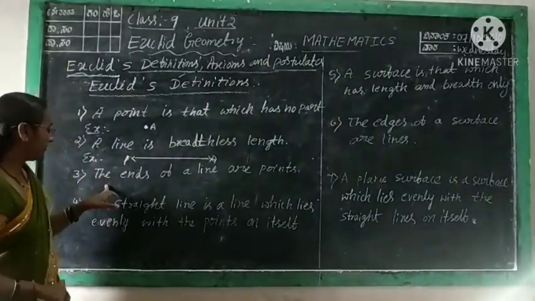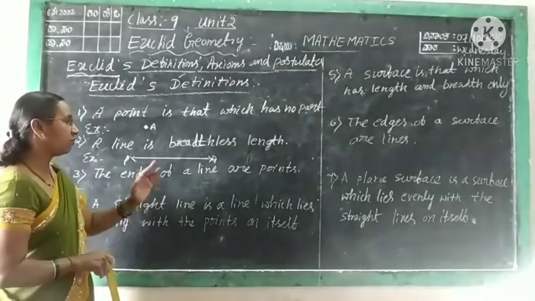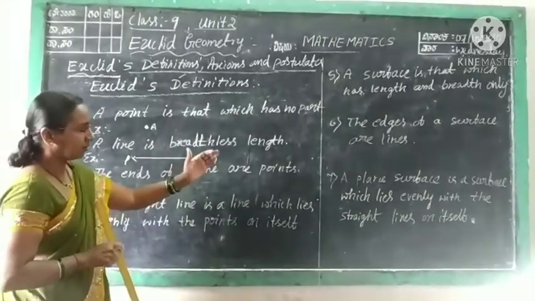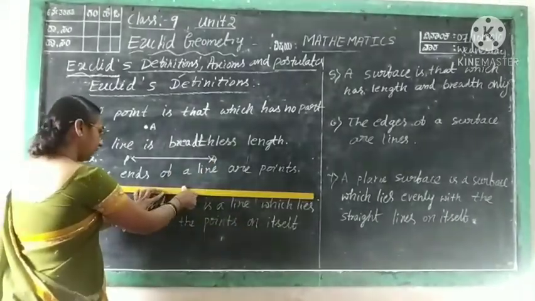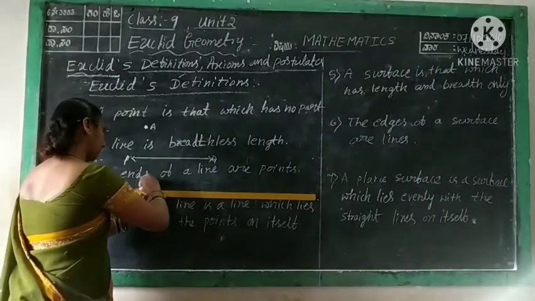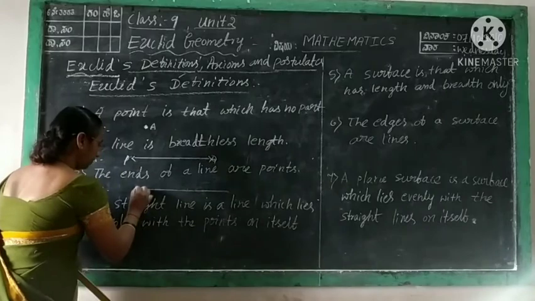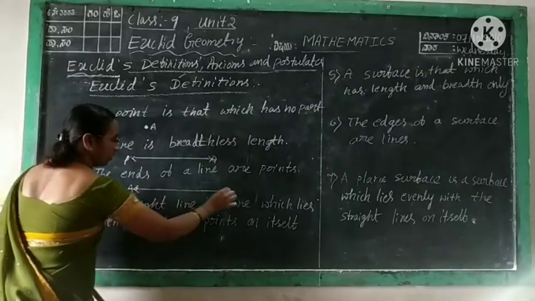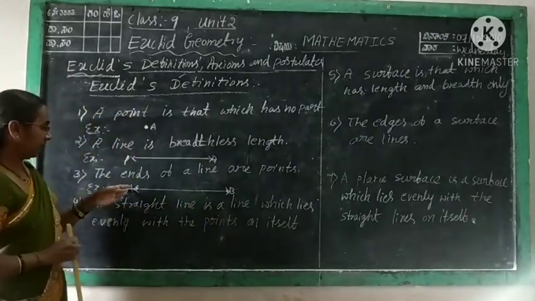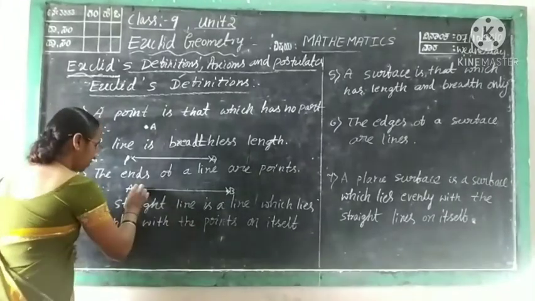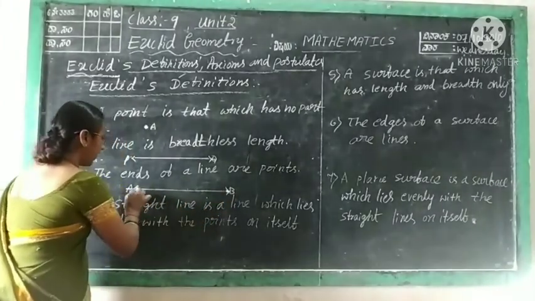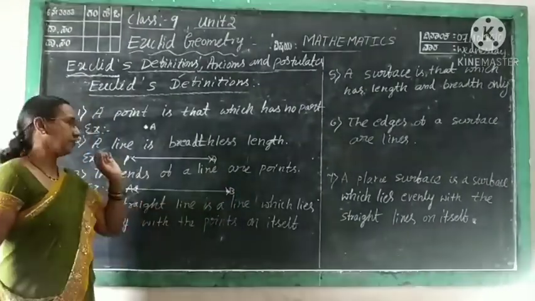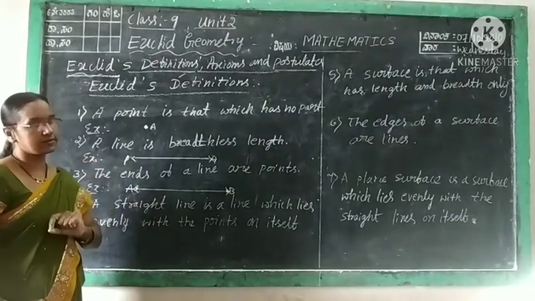The third definition is: the ends of a line are points. We will draw the line AB. The ends of a line are two points, one is A and another one is B. The end points are the points at the ends of the line.